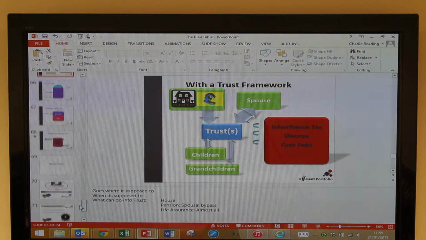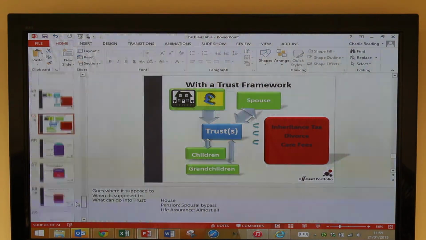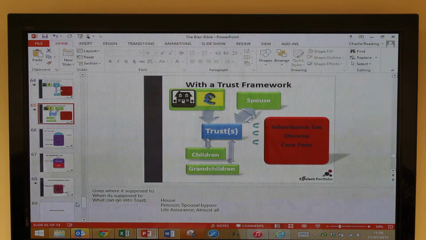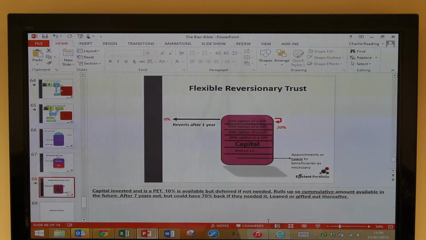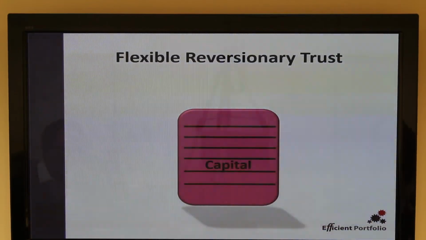I think that answers all of your questions. You asked about the flexible reversionary trust for your parents. That's probably worth just explaining.